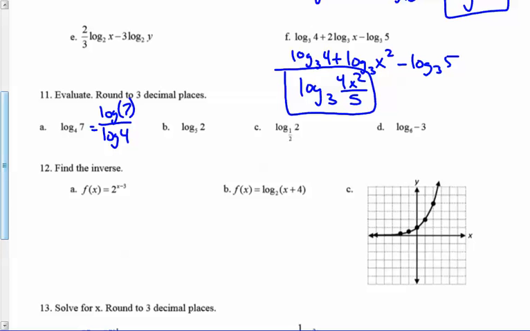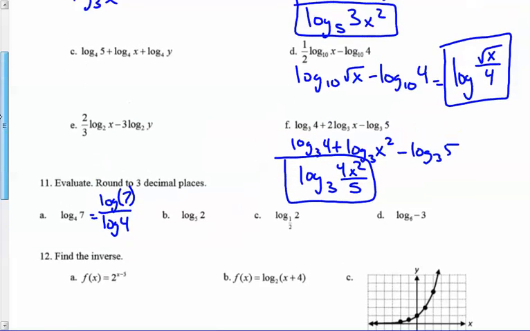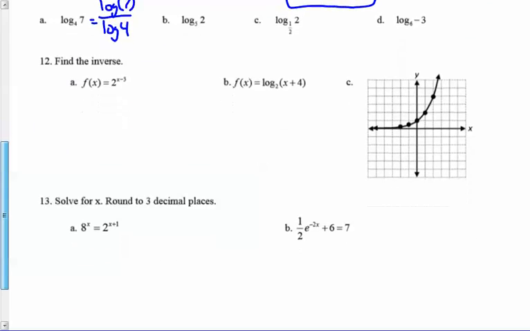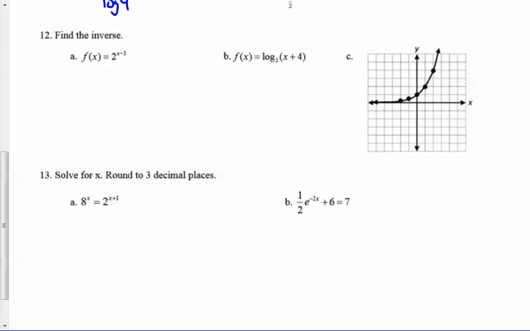Alright? So again, that's the change of base formula, which is different than the division. You change subtraction into division as a single log. The change of base is when you separate into two separate logs. Okay? And then another issue that people had was finding the inverse.